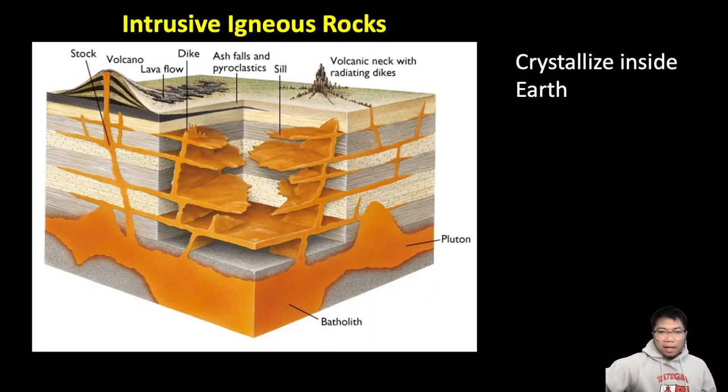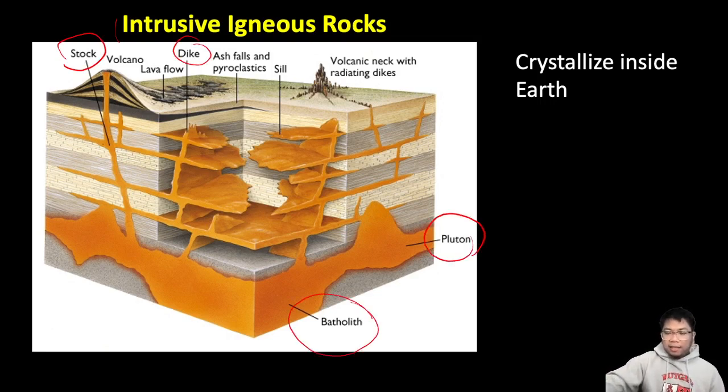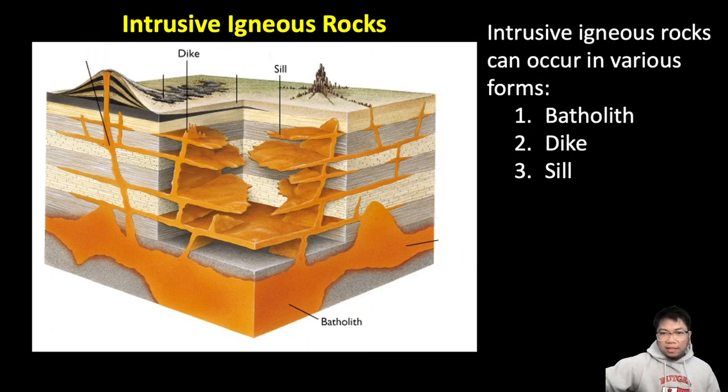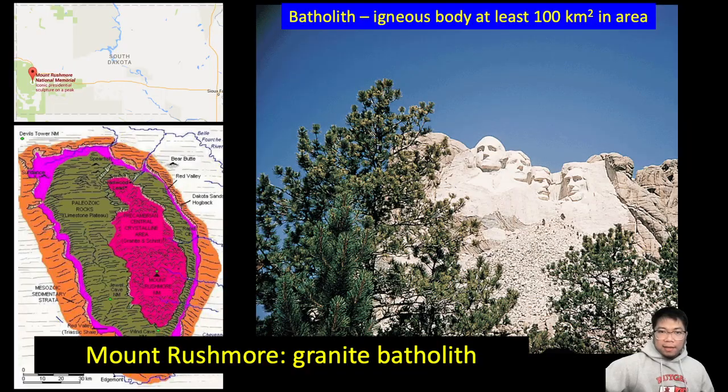So for the intrusive igneous rocks, they can actually come in various forms. Here I have some sort of stocks here. We get dikes, we get pluton, and we get batholith. But in this course, let's just focus on the three main things here. One is batholith, dike, and then the third one is sill. So let's take a look at batholith.